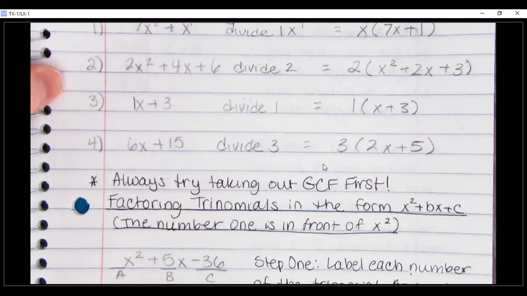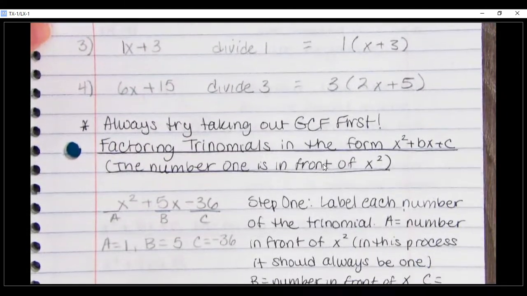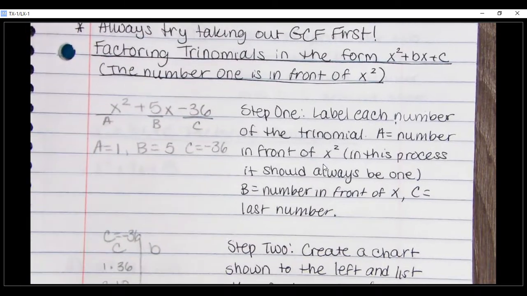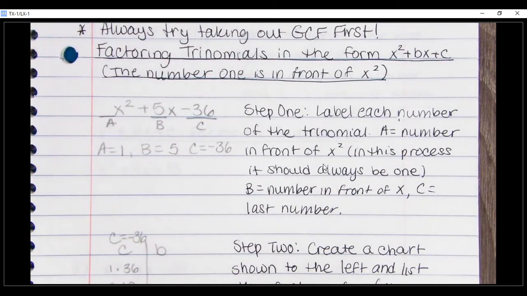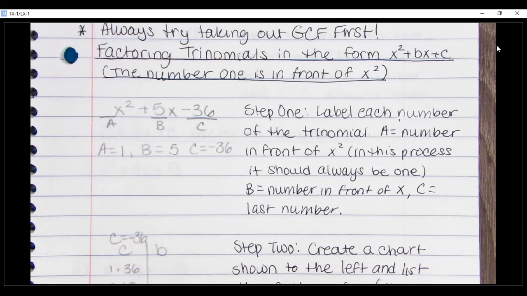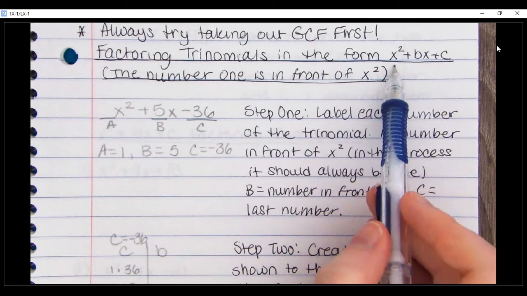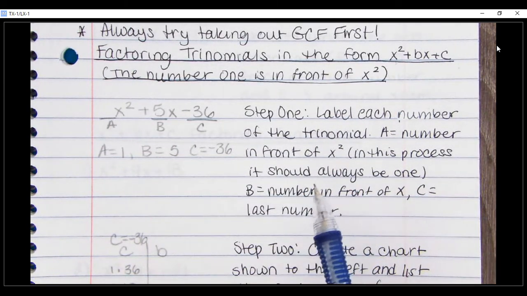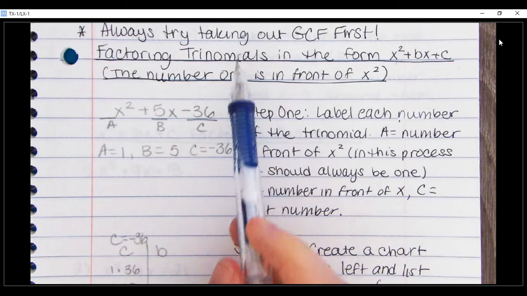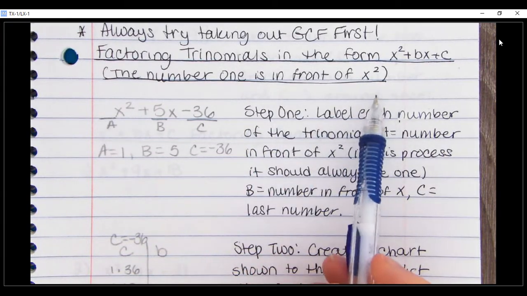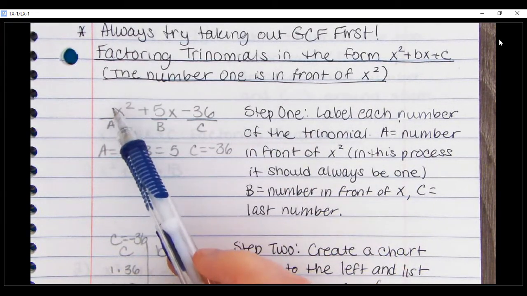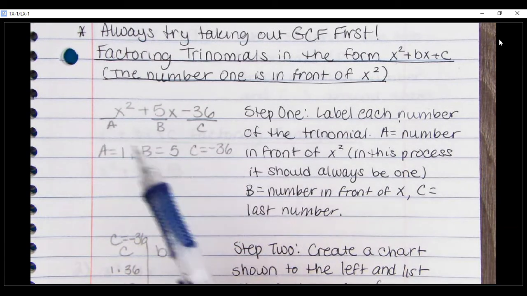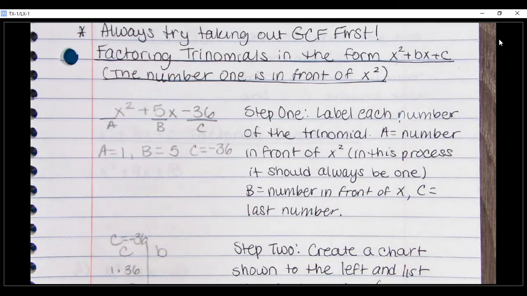Factoring is not just finding the greatest common factor. Instead, you have to sometimes factor trinomials. So remember, trinomials are the 3 terms. So if you have a trinomial in the form of x squared plus bx plus c, these are the steps that you do. Now, what does that mean? That means that if there's a number 1 in front of x squared, so they won't write the number 1, but it'll be blank. So if it's x squared plus something x plus something, these are the steps that you will do.